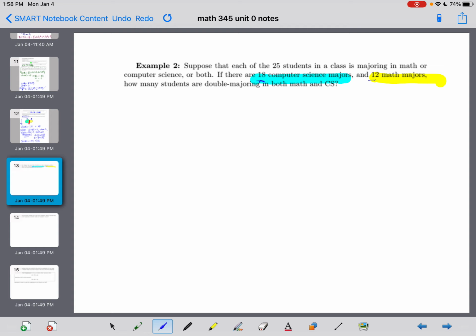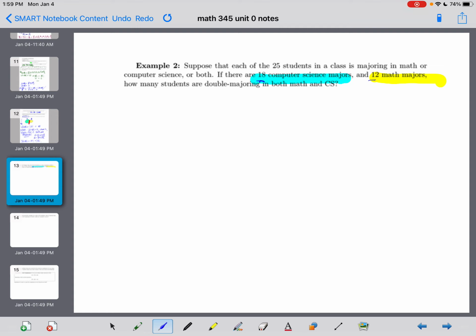So the first thing that I want to point out is that because they're telling us there are 18 computer science majors and 12 math majors, some of those students are getting counted twice here, right? Because they're not saying there are 18 students who are majoring only in computer science. If that were the case, then this would be accounting for 30 students, and that doesn't make any sense because there are only 25 students in the class. So some of these students, the double majors, are being counted in both of these counts here, right?